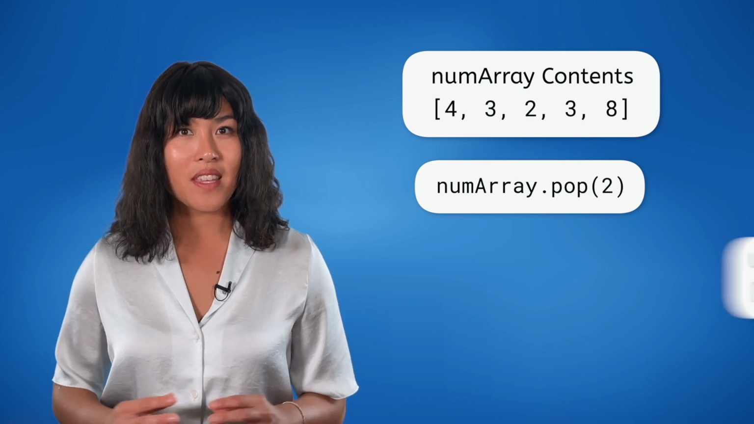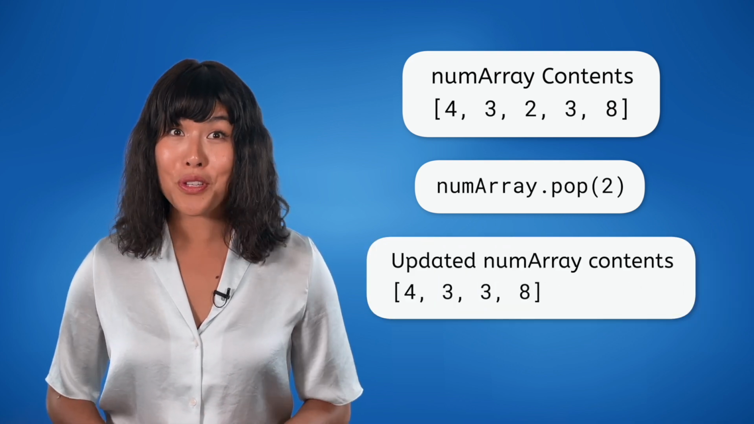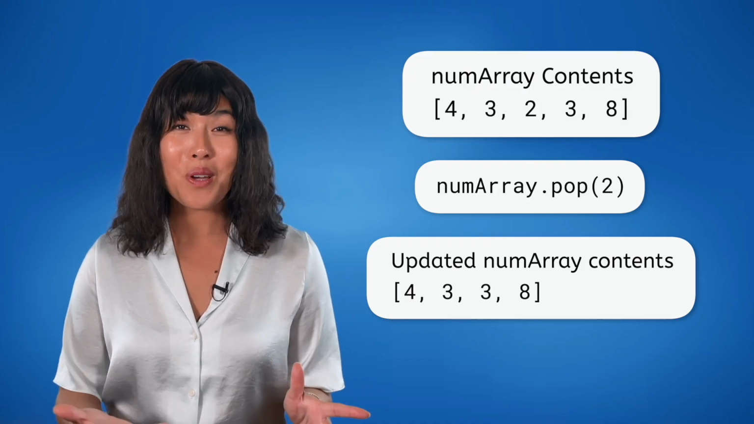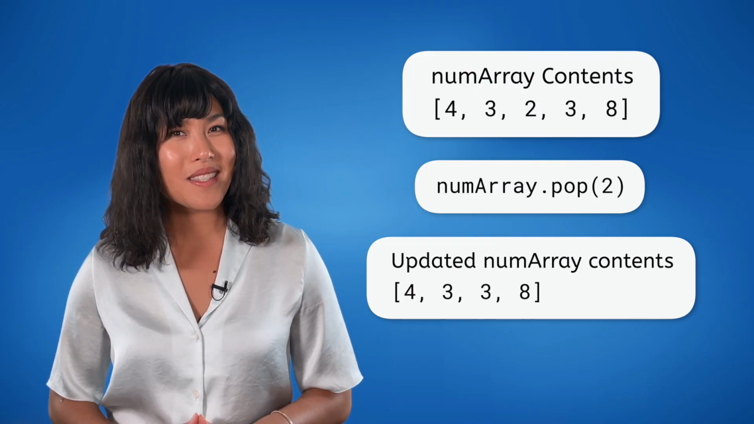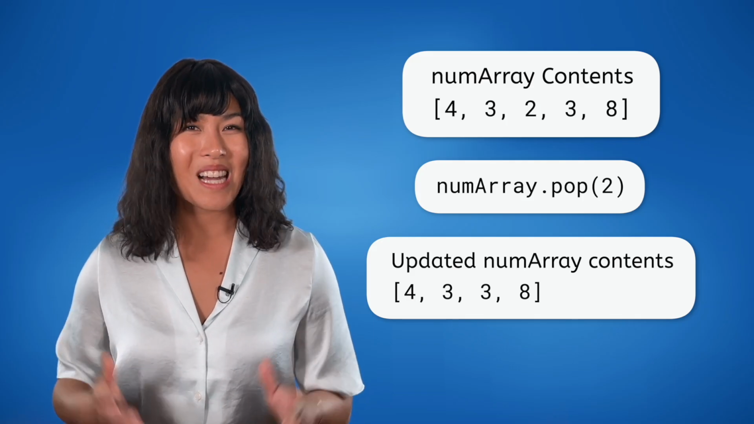numArray.pop(2). This code removes the value at index 2, which happens to be the number 2. The resulting array is shown here. As you can see, the remaining values now add up to 18. Great job!